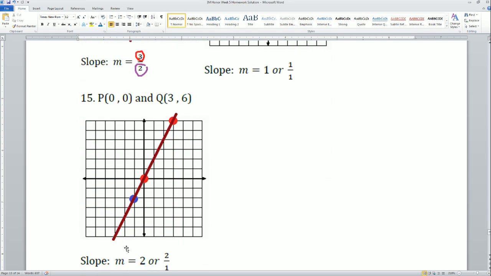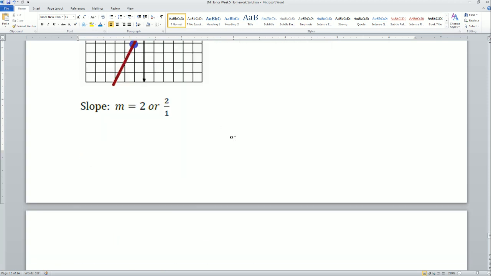Same thing for 15. Plot the point. P is in the middle at 0, 0. Q is up there at 3, 6. Apply the slope 2 over 1. You're going up 2, across 1, up 2, across 1, up 2, across 1. Or do the opposite, right? Down 2, across 1, down 2, across 1. Do you see? It reaches each point, okay?